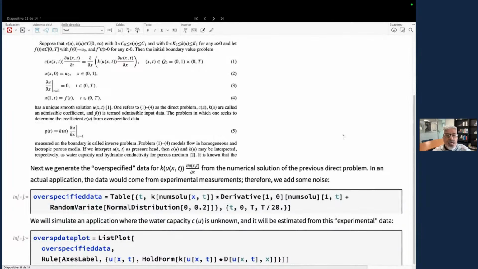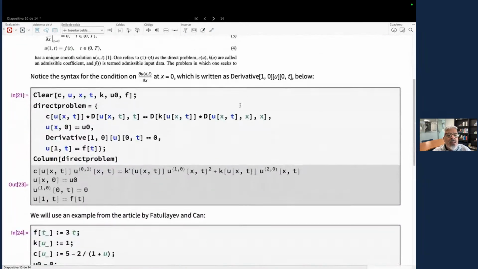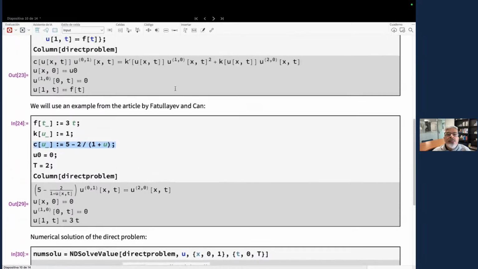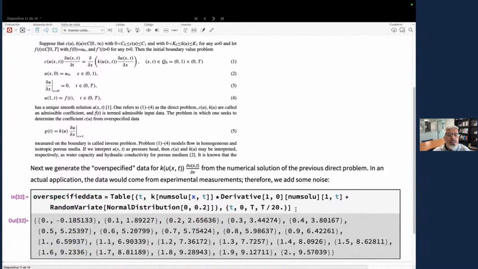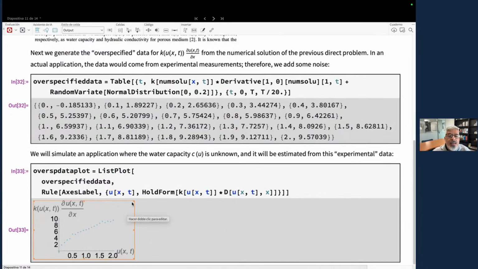Now, our over-specified data we are going to generate from C of U, the one from the previous document. Let me go back. Here in the previous slide, I have this C of U. I am going to use this solution that we got to simulate some experimental data. So this was obtained from the solution of the previous direct problem. I did add a little bit of noise. Here you can see I have plus a random variate from a normal distribution to have some noise. And now we have here our data.